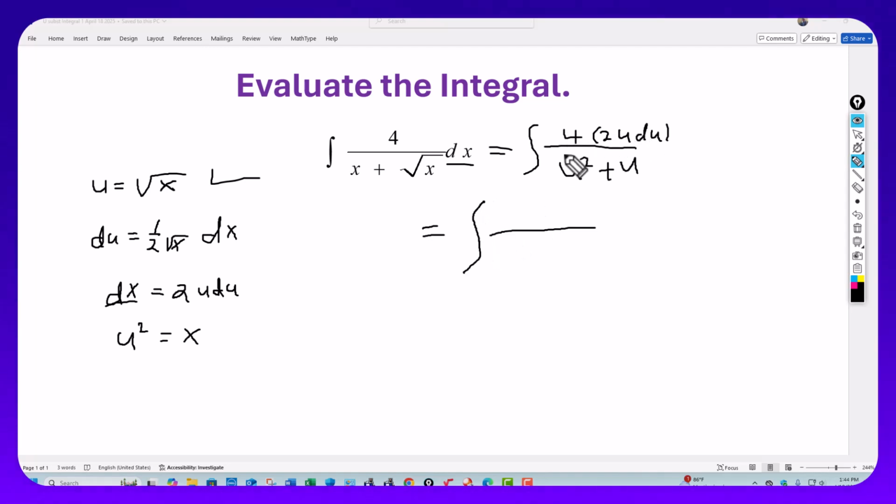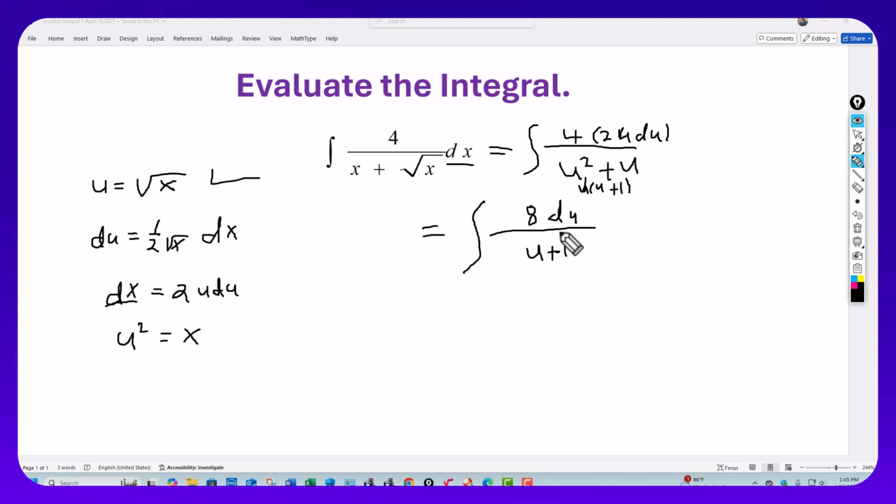So you got 2 times 4 there, that's 8. And then in the denominator, I can factor out a u. This will be u plus 1. And of course this u can cancel this u right here. So I'm left with 8 du, and in the denominator we're left with u plus 1. You can factor out the 8 if you want. So I got 8 times du over u plus 1.